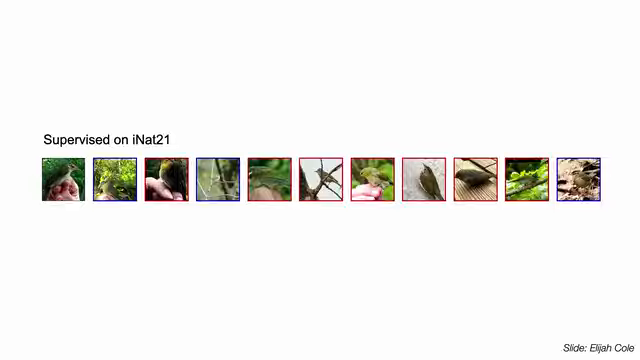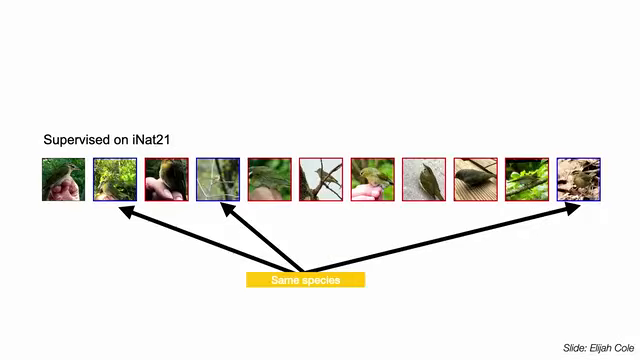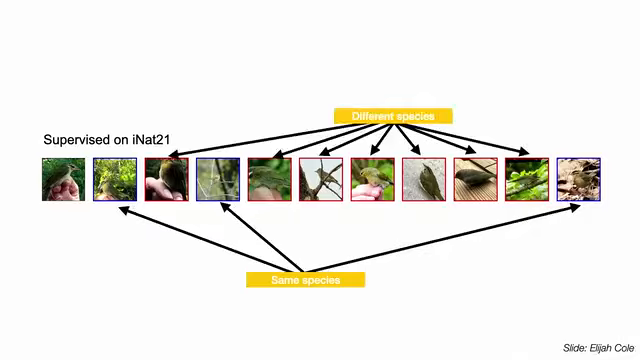Now if we take our supervised model and find the nearest neighbors in the entire data set, it turns out this is a hard problem, right? There are a few examples outlined in blue where we do get nearest neighbors that are the same species. But we also get a lot of nearest neighbors that are different species. So even with supervision, this problem can be quite difficult.